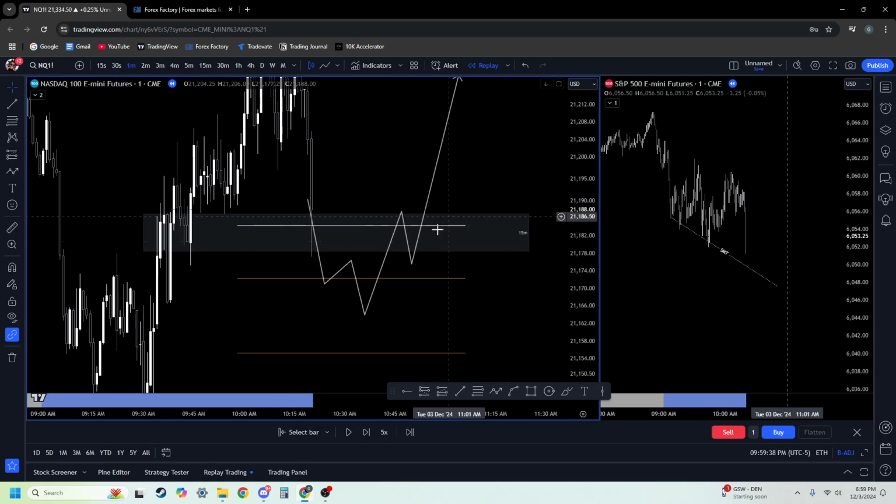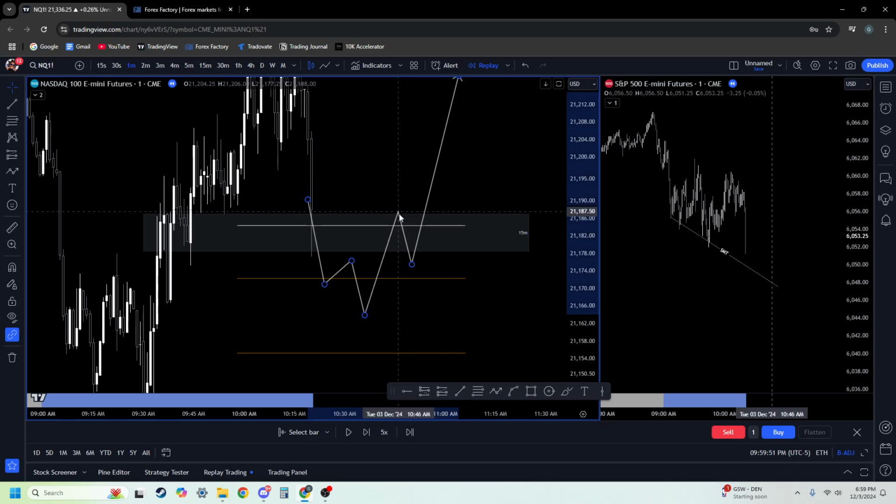Displacement is just like an energetic move up. So when you see an energetic, nice move higher, that's another sign in the market that the market is willing to change. So say if the price did this.